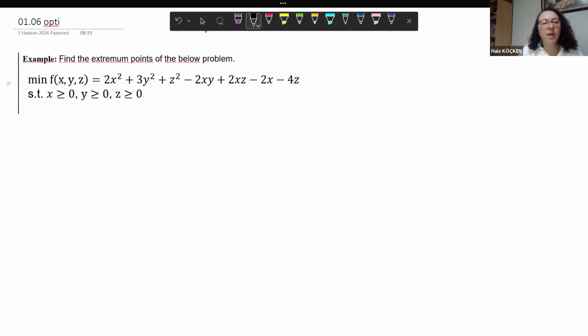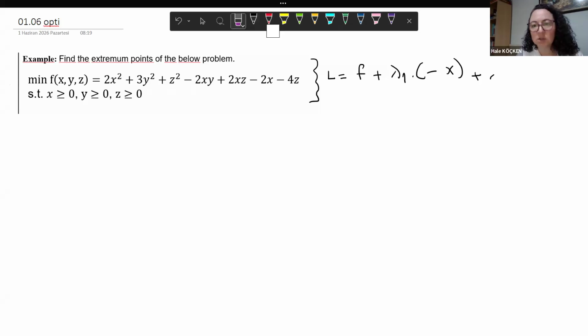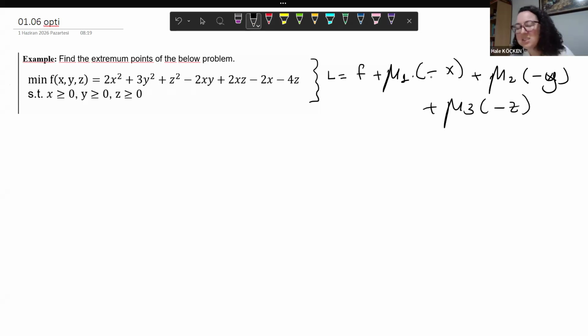Anyway, minimum f of x, y, z, it's a three variable function. All the variables are greater than 0. Of course, without applying title 3, you are free to write your Lagrangian as your f plus lambda 1 times minus x plus... Lambda is not a good choice because we say that Karush-Kuhn-Tucker conditions come with mu. Mu 1 times minus y plus mu 3 times minus z. But this is long because we have three unknowns.